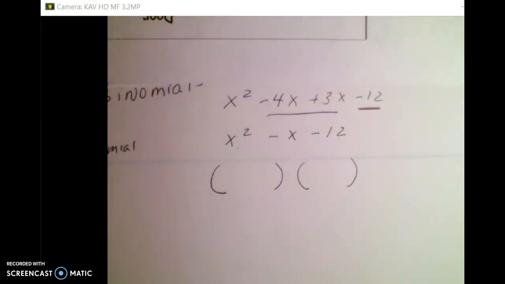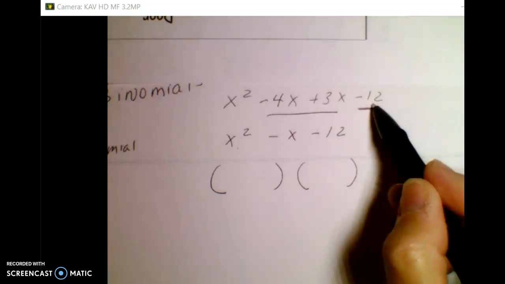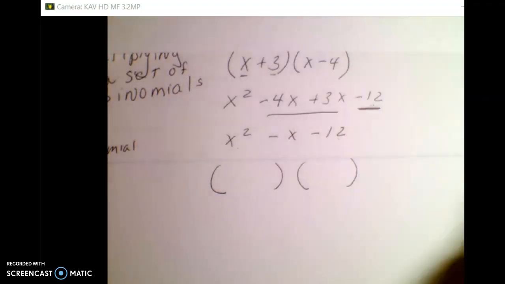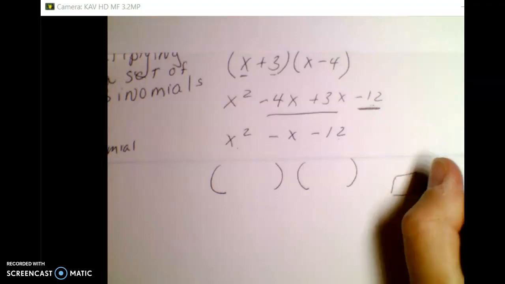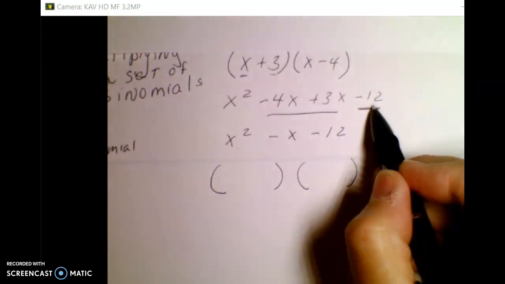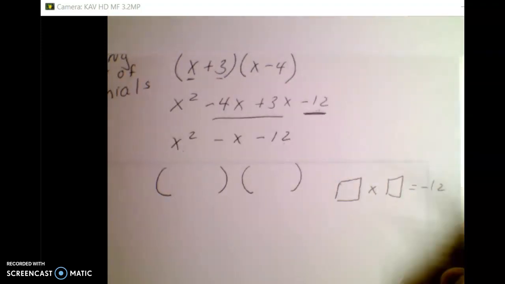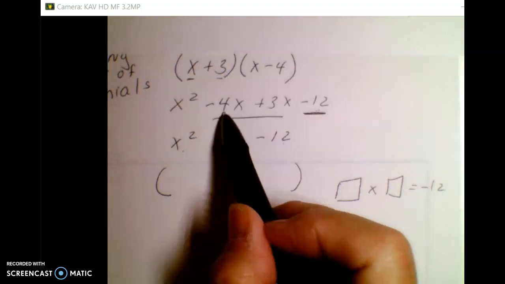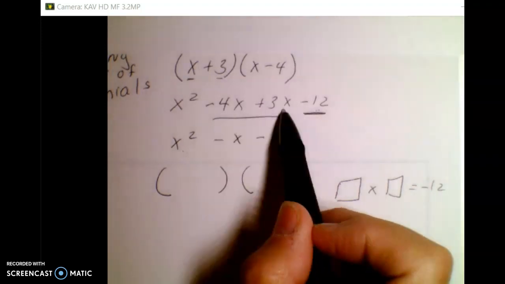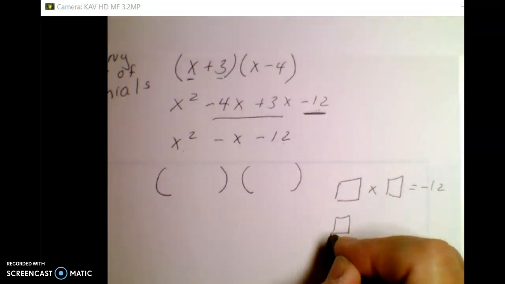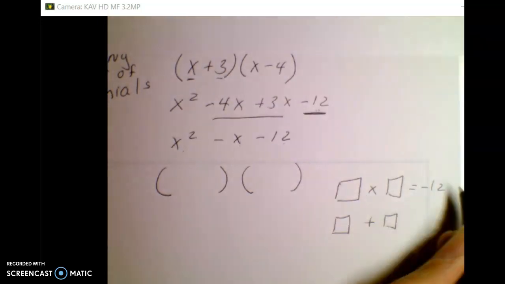We say to ourselves, how did we get this 12? I'm going to peek up there, and like I said, what we did was we multiplied the 3 and the 4 together. So we're looking for two numbers that when I multiply them together, give me this number. Equals. Okay. Then I asked myself, how did I get these two numbers? Well, I added them together. So I'm looking for two numbers that when I add them together, gives me the number in the middle, -1.